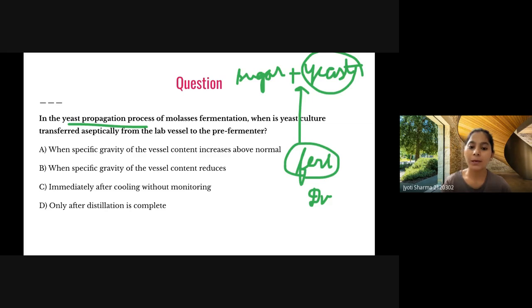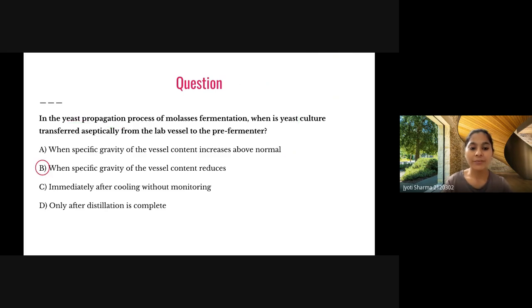Okay, so you both gave me a B answer, but my next question is, when specific gravity of the vessel content reduces, but why? Why is this the case? Why are we taking into consideration the specific gravity of the vessel, and based on that we will get to know, okay, this is the right time to transfer this yeast culture to the fermentation tank? So how will we get to know this, after measuring the specific gravity only? There is some logic why we are using specific gravity to transfer.